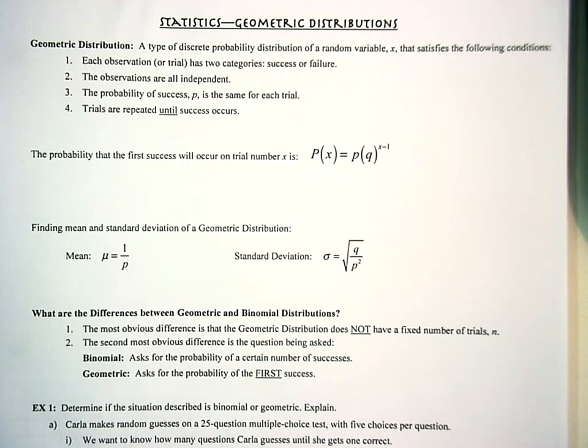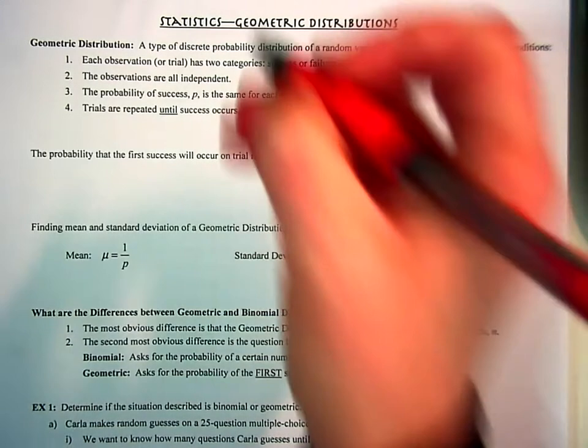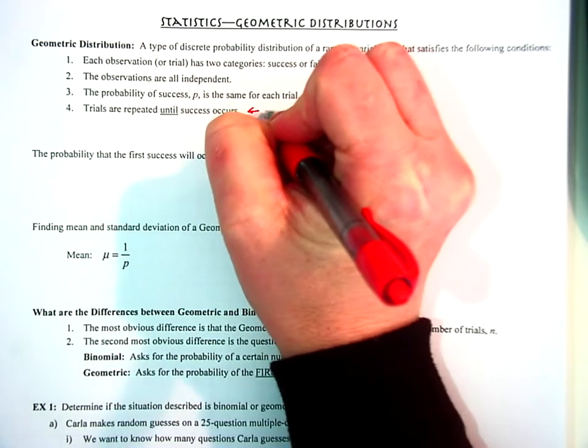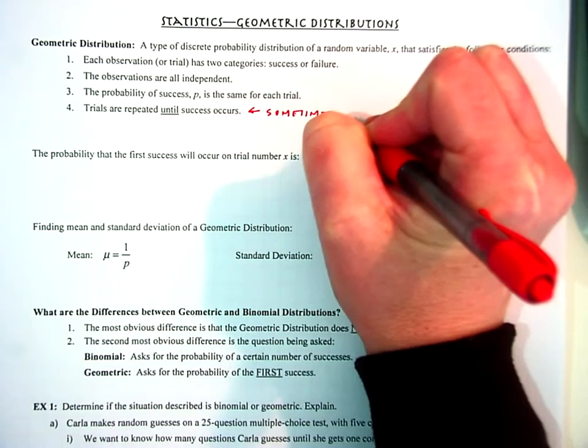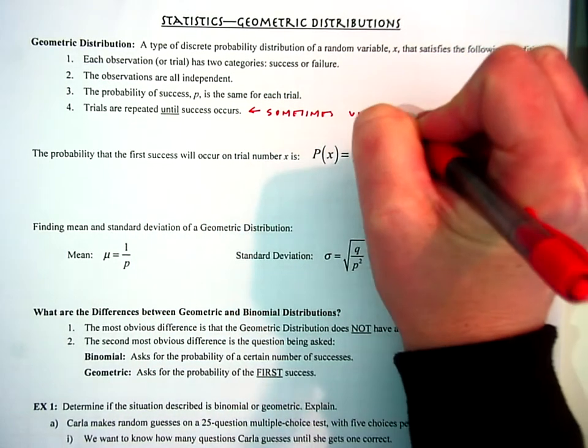Like the binomial distribution, all observations are independent, so we know that one outcome does not influence another. Like the binomial distribution, the probability of success, P, is the same for each trial, but where they differ, this is the big one, for geometric, trials are repeated until we achieve a success. And sometimes it's really until a failure occurs. So I could flip that around as well and write in, well, sometimes it's until failure occurs.